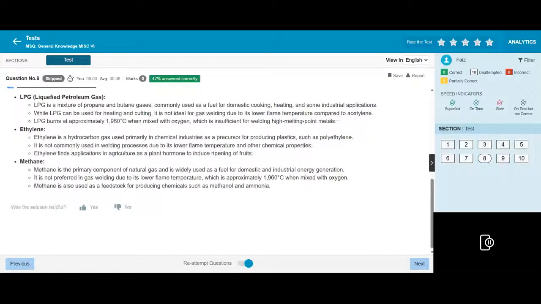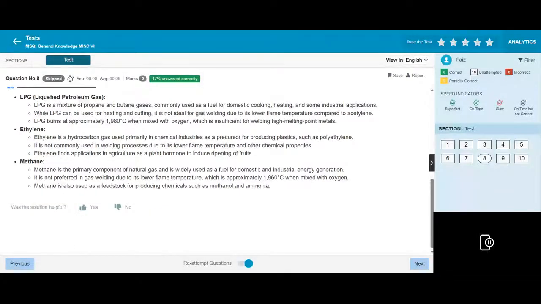Ethylene is a hydrocarbon gas used primarily in chemical industries as a precursor for producing plastics such as polyethylene. It is not commonly used in welding processes due to its lower flame temperature and other chemical properties. Ethylene also finds application in agriculture as a plant hormone in ripening fruits.